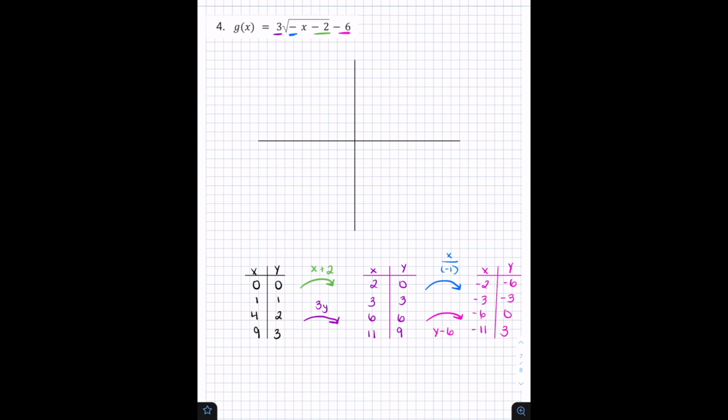And then we can plot our points. We have -2, -6. We have -3, -3. -6, 0. And -11, 3. Right there. So that is our graphed radical function.